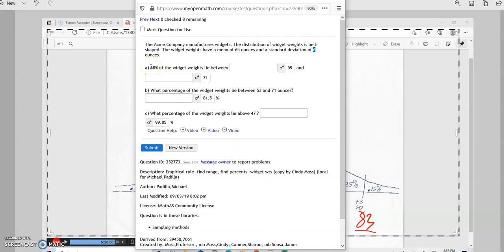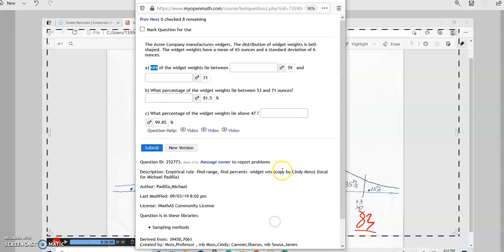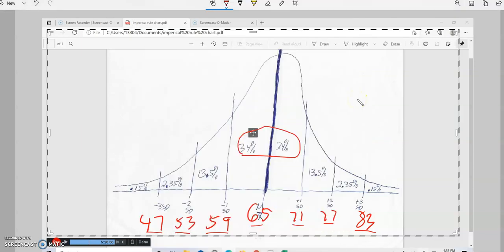Remember, 68% of the data is within one standard deviation of the mean. 95% is within 2, and 99.7% is within 3. But this asks 68%, which is within 1. So you look at one higher, one lower, and you'll see that it is 68% right here. So your answer will be between 59 and 71, okay? All right. Lie between 53 and 71, okay?